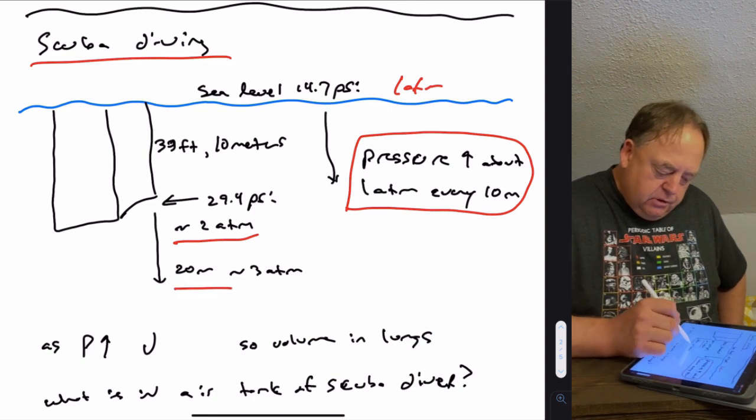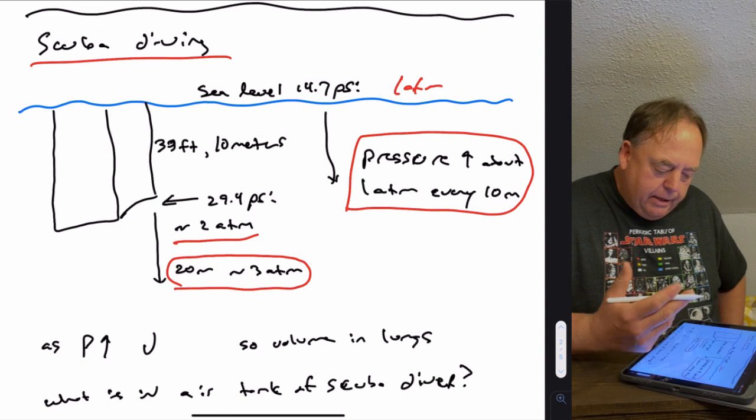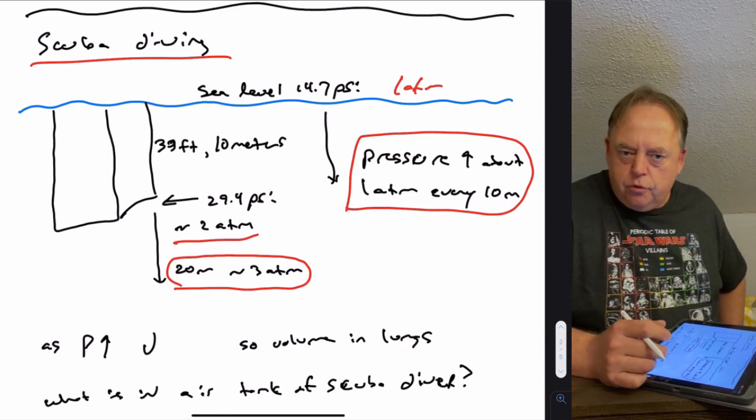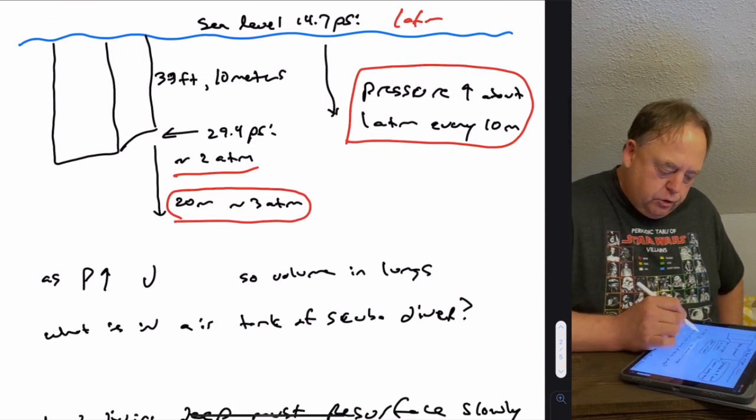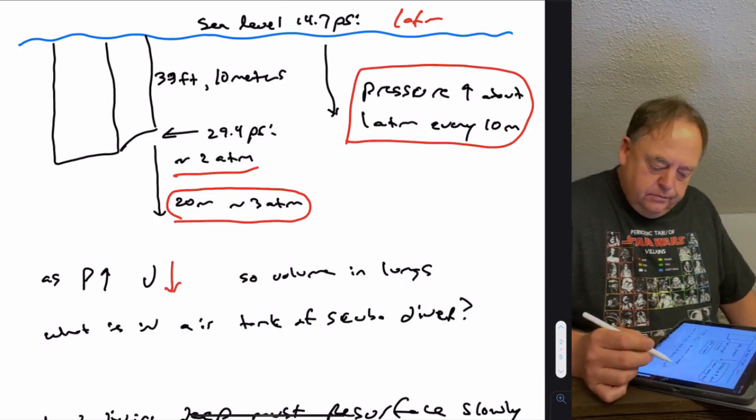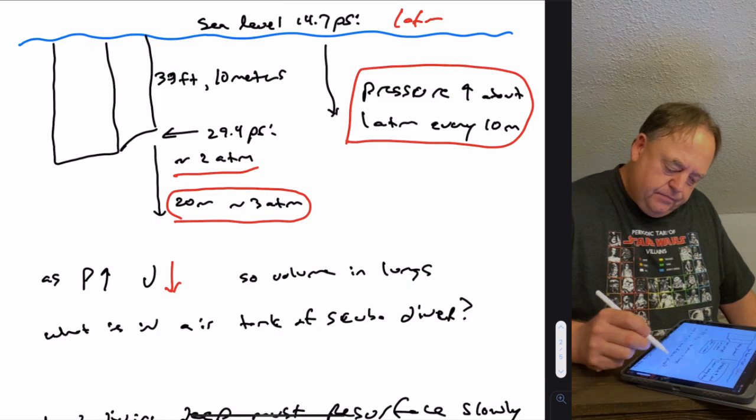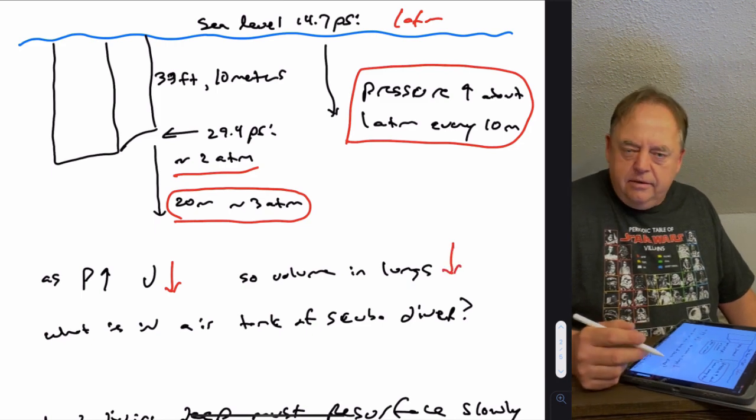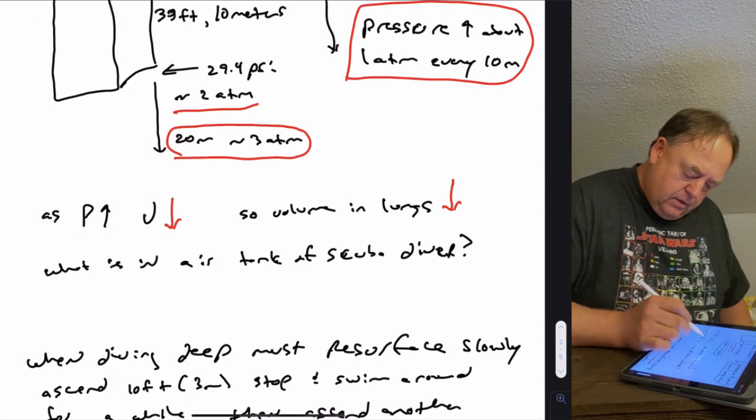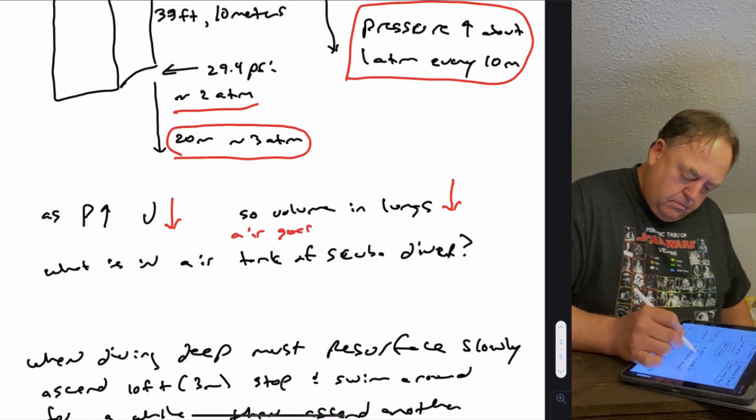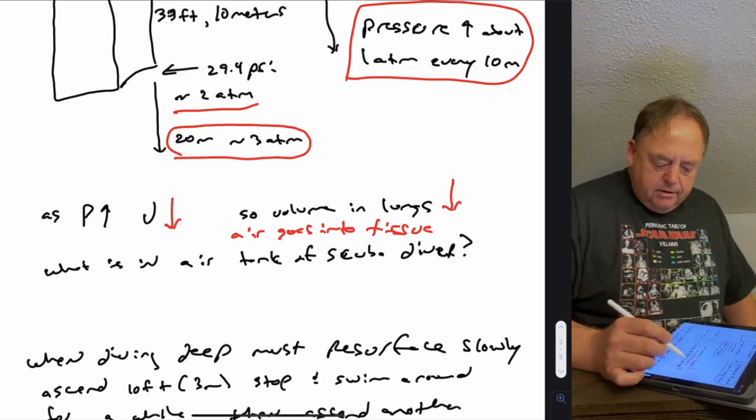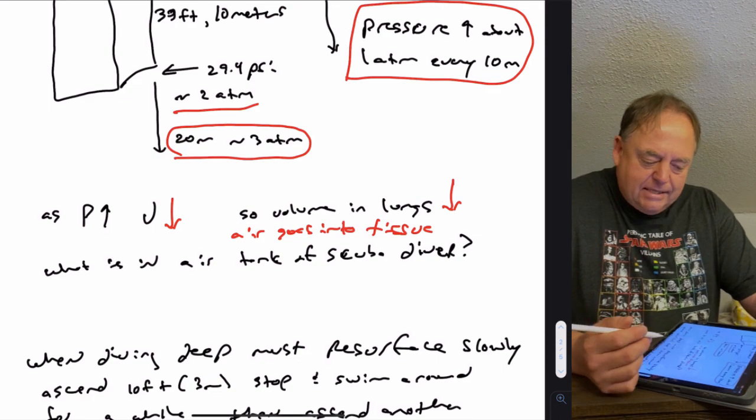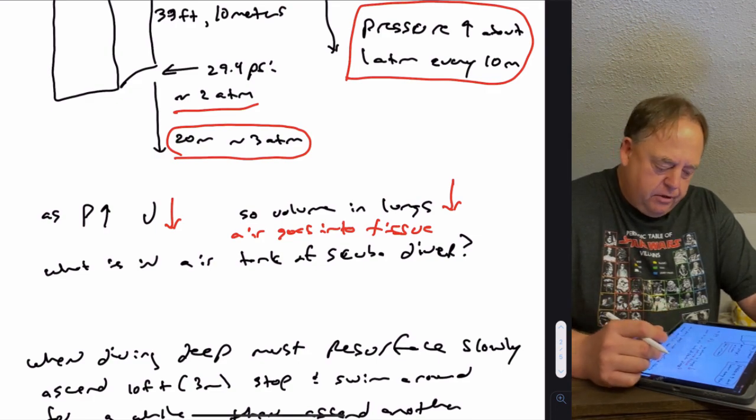If you dive to 20 meters, so 66 feet, then you would be at about 3 atmospheres of pressure. So what happens as pressure goes up? As you dive down, pressure goes up. What happens to volume? Volume goes down. So the volume in your lungs is being compressed. Where's the air in your lungs going? Well, it's going into your blood and it's going into your tissue. So basically, more gases are being compressed into the tissues of your body if you dive deep.